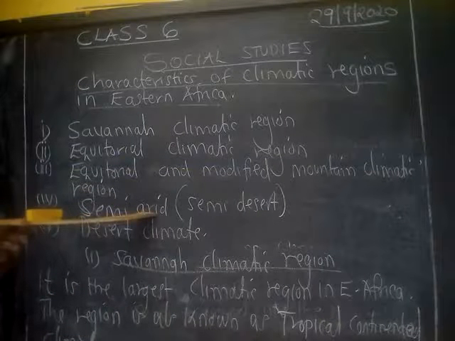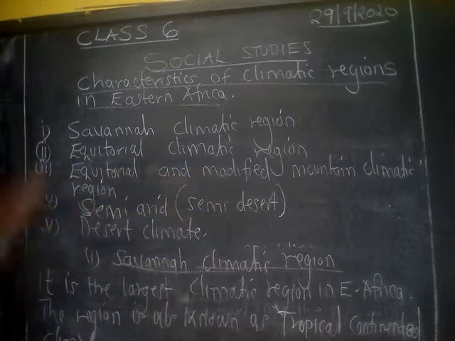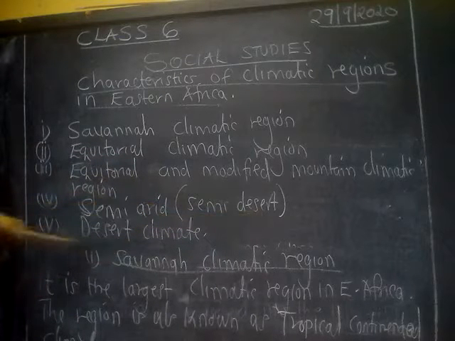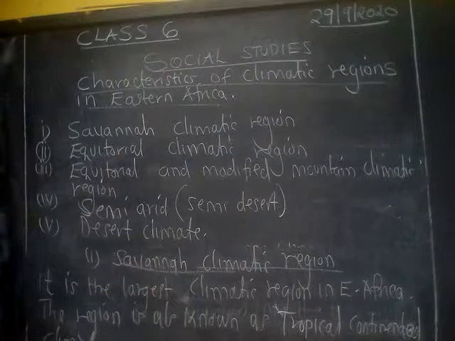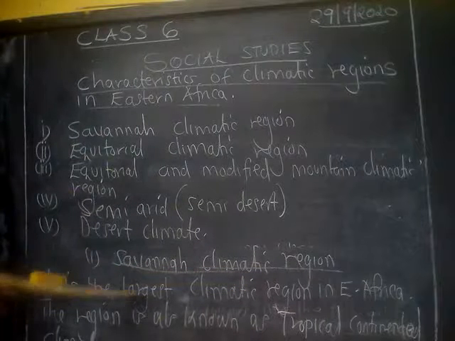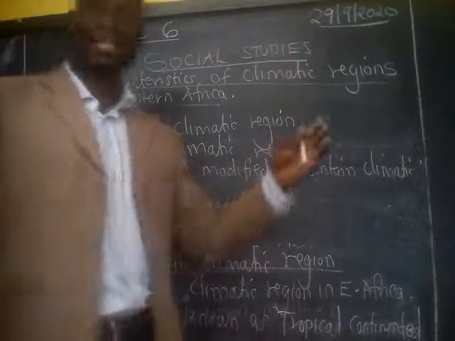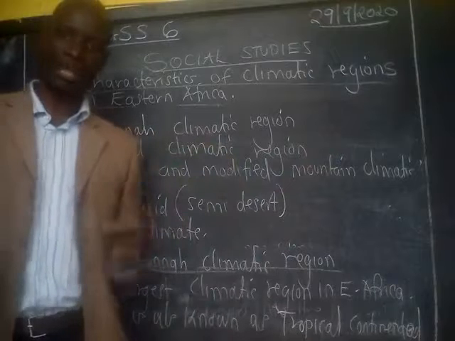The fourth one is called semi-arid, in brackets semi-desert. It's almost half of the desert; it's not a desert already. Then number 5, we have desert climate. We shall be looking at them one after the other. What is a desert climate? What is savanna climate? The Savannah climatic region is the largest climatic region in Eastern Africa, the one that occupies the largest area.